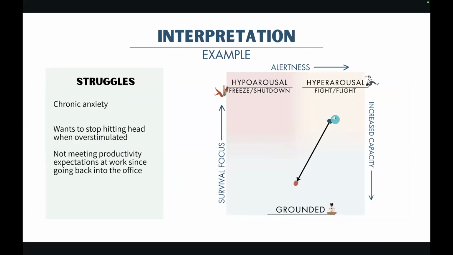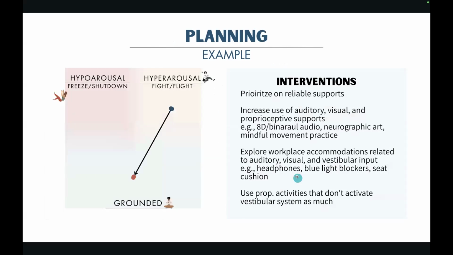Right? So now we're looking at current state over here. Desired state's going to be more over here. And then we look at what do they need to get from here to here? Do they need to recharge? Do they need discharge? Do we need calming or alerting input for that? I think that's all I was supposed to say on that slide.